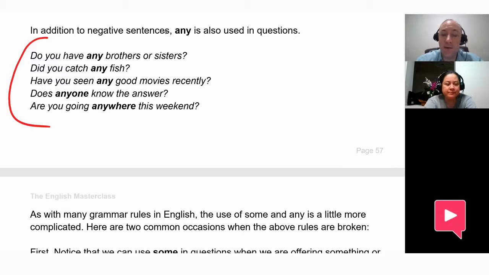Good. Sometimes you may even hear native speakers make mistakes with this. Sometimes maybe a native speaker might say, hey, are you going somewhere this weekend? So it's pretty common for native speakers to make mistakes with these too. But this is the rule. So these are the correct sentences here.